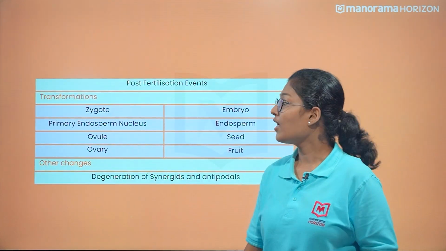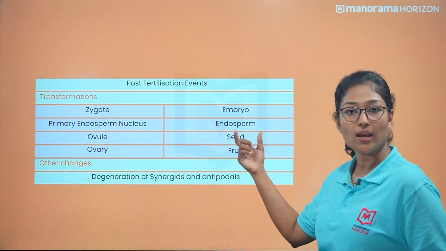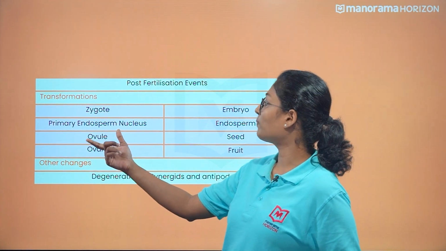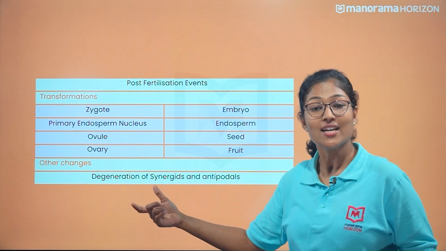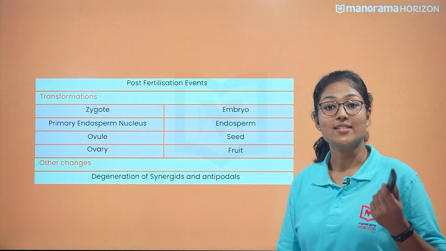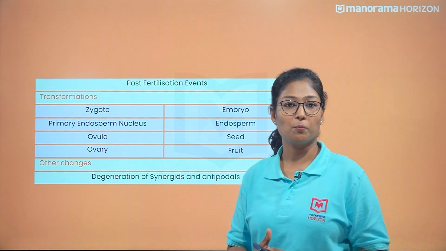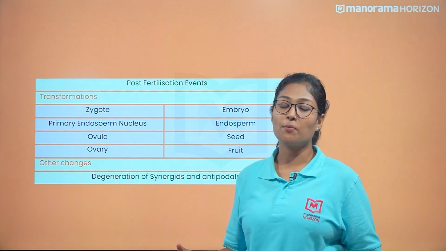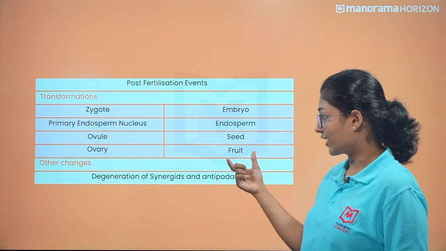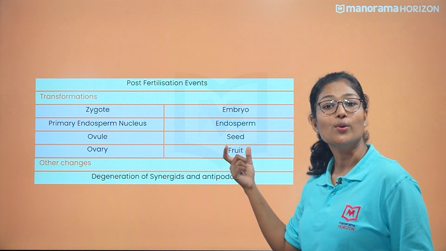Now, let us check the post-fertilization events one by one. The zygote develops into an embryo with one or two cotyledons. The primary endosperm nucleus or the PEN develops into the endosperm. The endosperm provides nourishment to the developing embryo. Synergids and antipodals degenerate. The ovule develops into a seed while the ovary develops into a fruit.